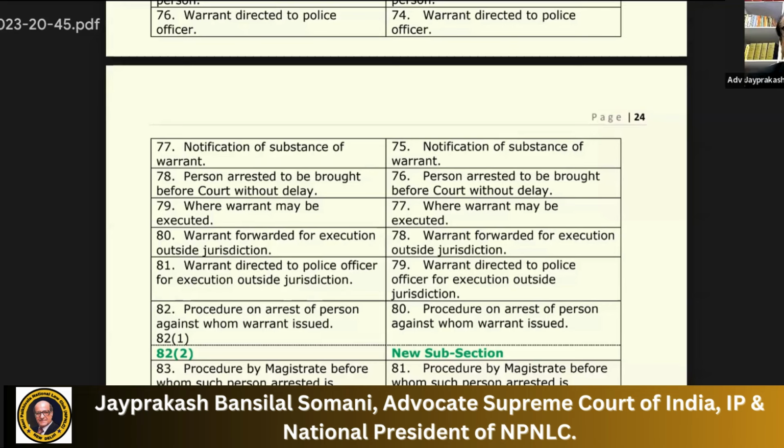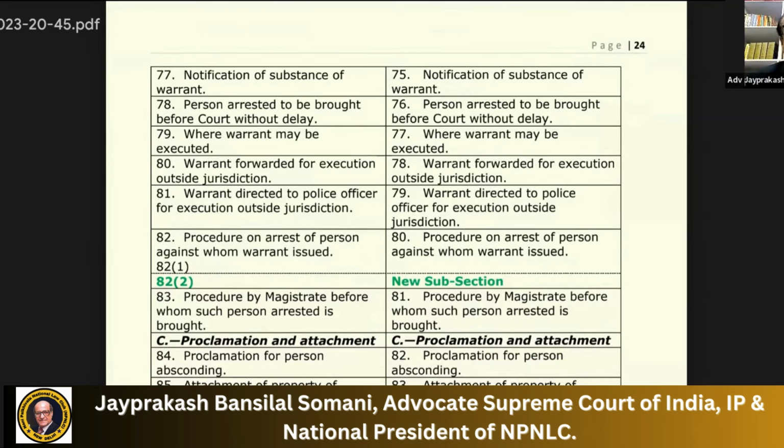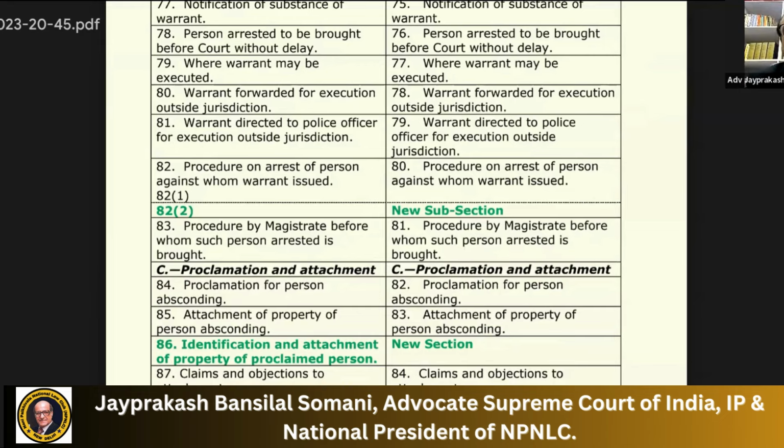In BNSS section 82, procedure on arrest of a person against whom warrant issued. Its corresponding section was in CrPC 80. Section 82.1, 82.2 of BNSS, but 82.2 is a new subsection, which was not in existence in CrPC. In BNSS section 83, procedure by magistrate before whom such person arrested is brought. Its corresponding section was in CrPC section 81.